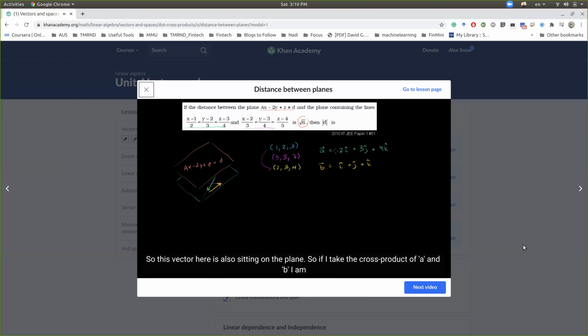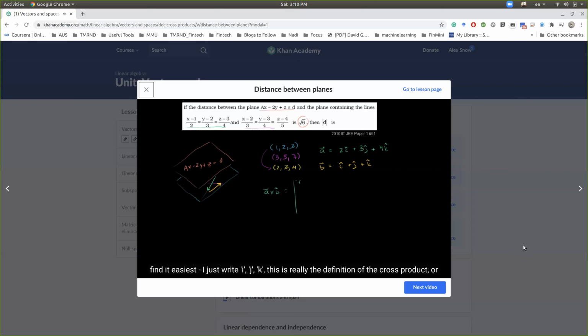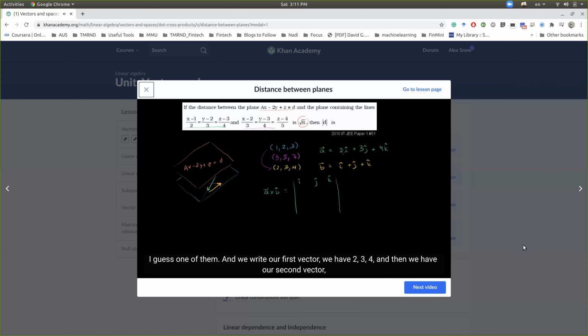So if I take the cross product of A and B, I am going to get a vector that is perpendicular to the plane, or a normal vector to the plane. So let's find what A cross B is. A cross B is equal to, and this is how I find it easiest, I just write i, j, k. This is really the definition of the cross product, or I guess one of them. And we write our first vector, 2, 3, 4, and then our second vector, which is just 1, 1, 1.